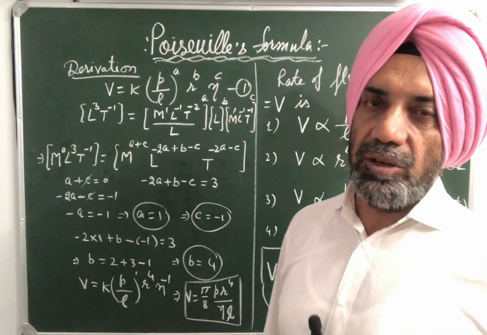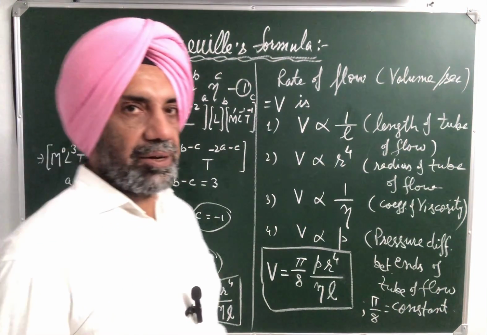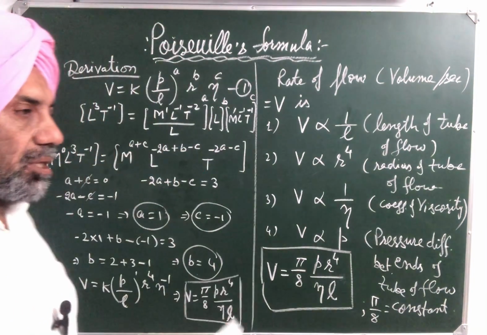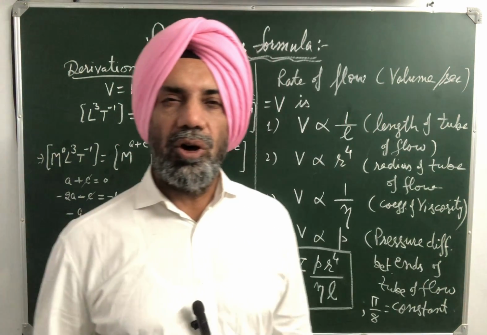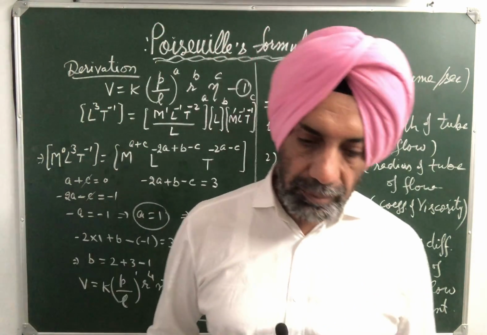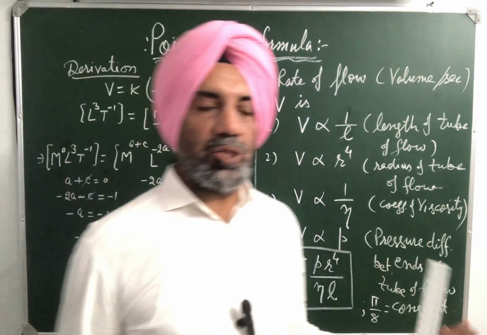So from experiments, the value of K comes out to be pi by 8. So this is known as Poiseuille's formula or Poiseuille's equation, which gives the rate of flow of the liquid. So this is all about Poiseuille's equation and Poiseuille's formula.